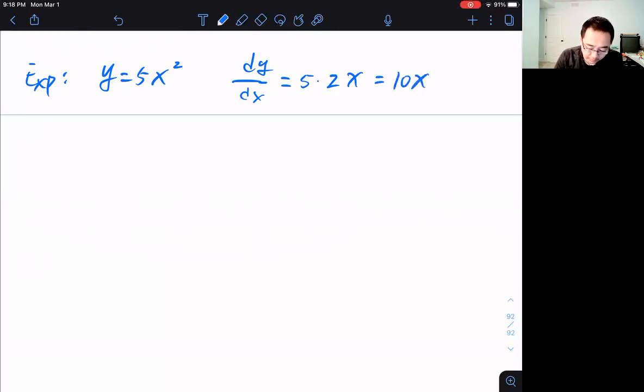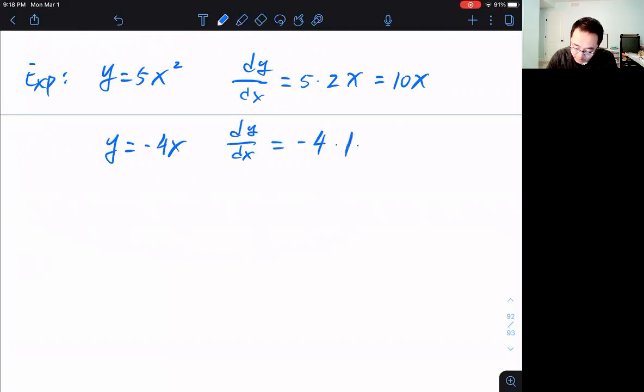What if y equals negative 4x? Then dy dx is just negative 4. You can do times 1 and then times x raised to the 0th power, which goes to 1, so that is still negative 4. Remember, you can just take the constant in front of the x in that case.